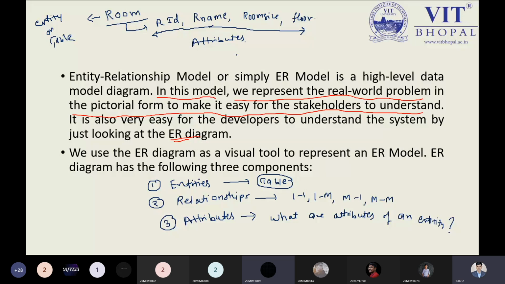Sir, the example that you have just shown, where is the relationship? What about the relationship? In this example we have only rooms. Don't worry, I will tell you. But to remove your curiosity, I need to explain something here, so let me add one more thing.